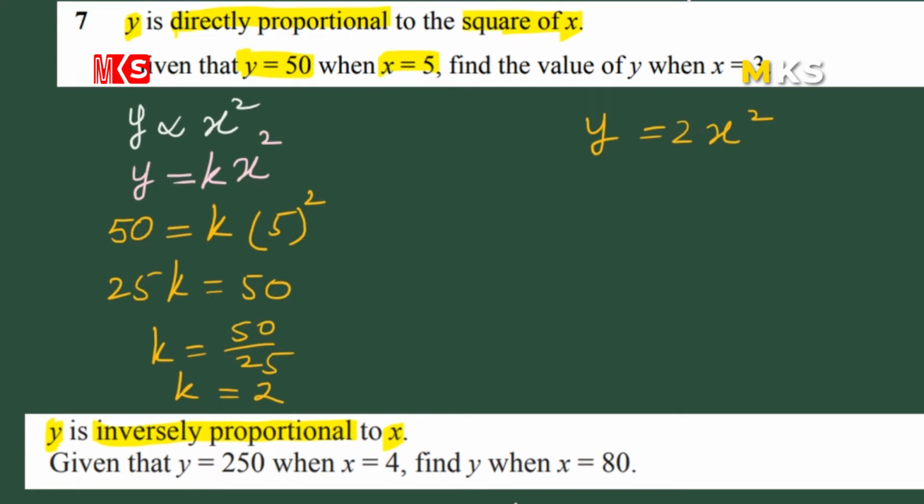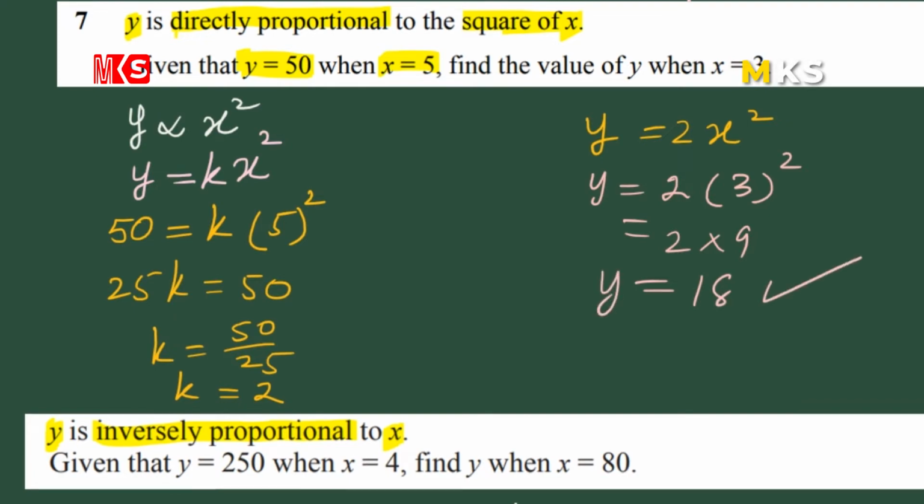And the last part of the question is find the value of y when x is 3. So we will substitute the value of x in the formula to find the value of y, and that will become 2 times 9, which means 18. So y is 18. That is your answer.